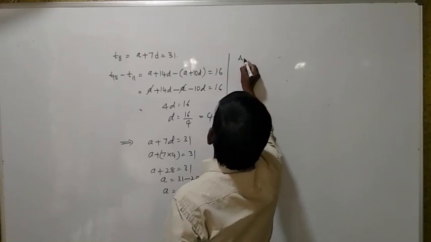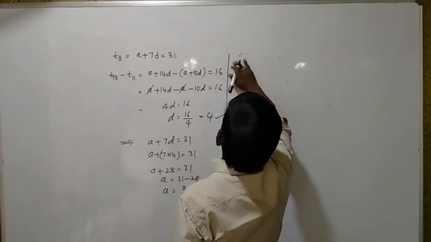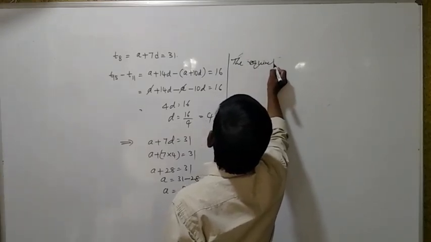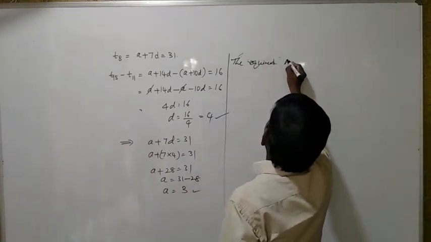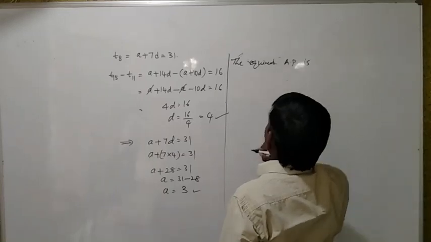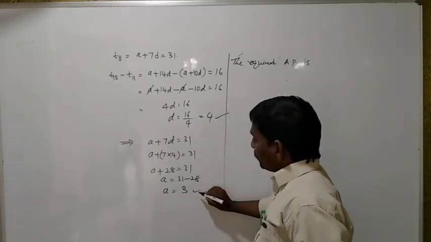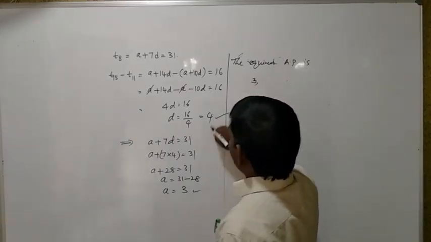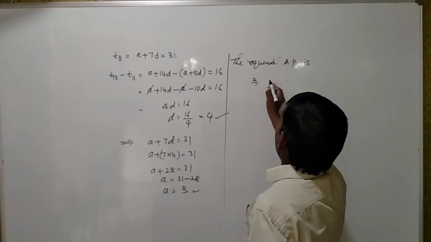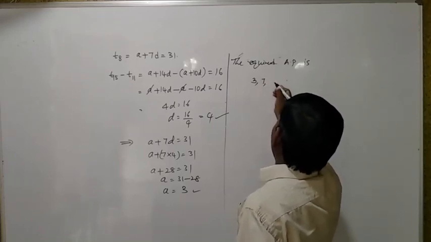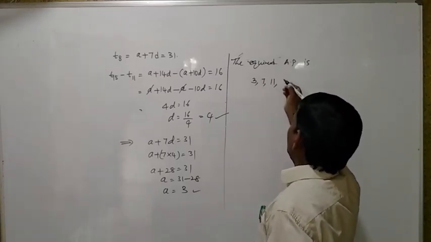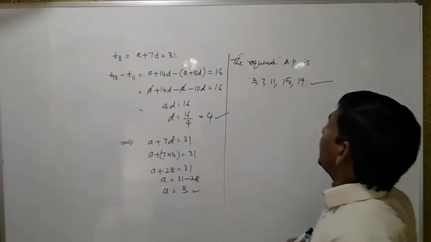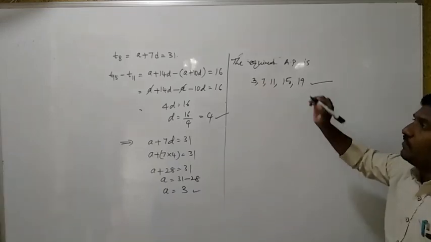The required AP is, what is the first term 3 and the common difference is 4. That means 3 plus 4 is 7, 7 plus 4 is 11, 11 plus 4 is 15, 15 plus 4 is 19. This is the arithmetic progression of the given values.